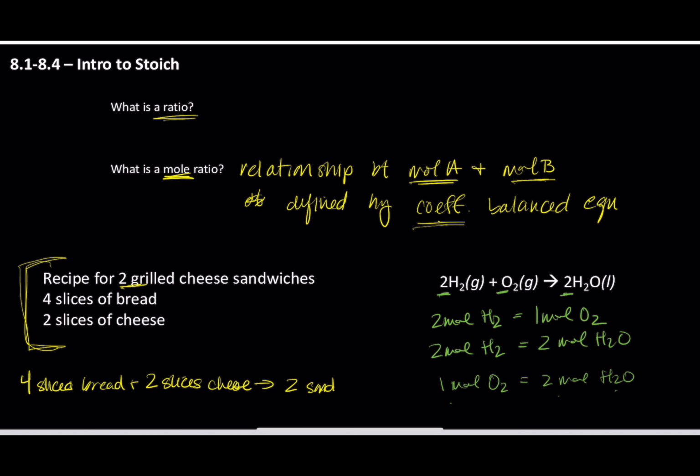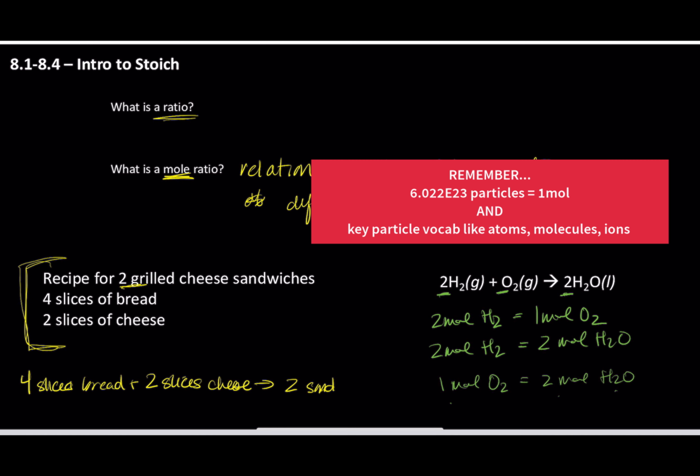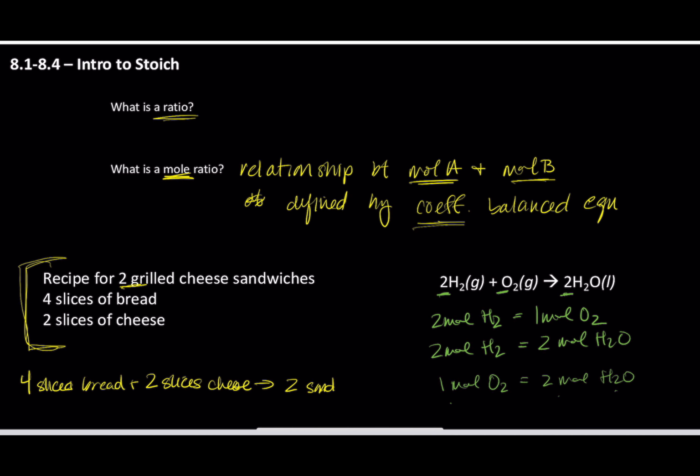Note that since these are mole relationships, remember that moles are really just tying back to Avogadro's number, a defined number of particles. If I wanted to, I could also say 2 molecules of hydrogen react with 1 molecule of oxygen. Or I could say 1 molecule of oxygen could produce 2 molecules of water. Because again, moles are just a scaled, defined number of particles.